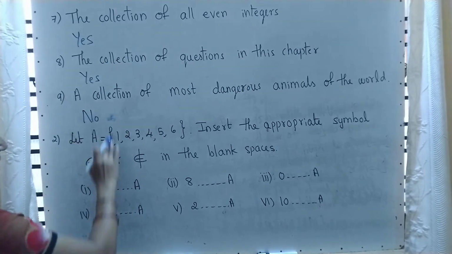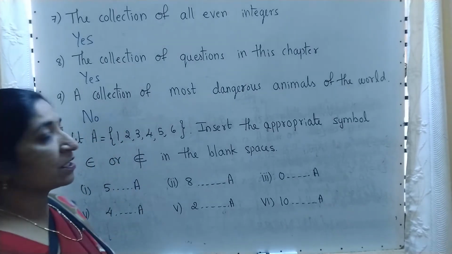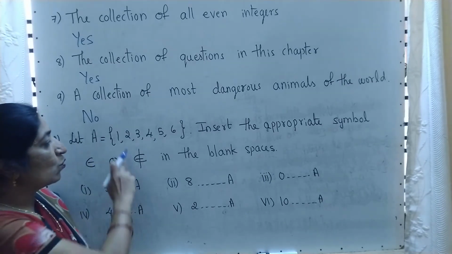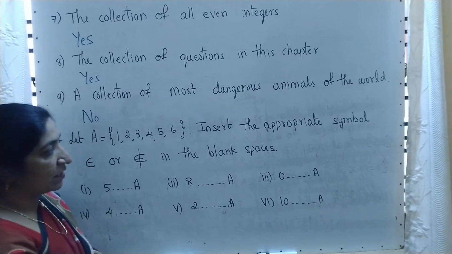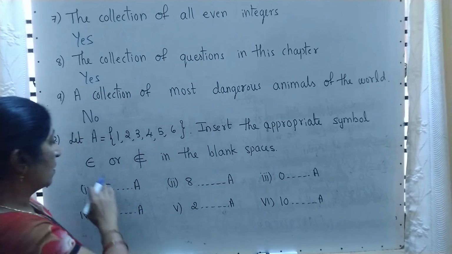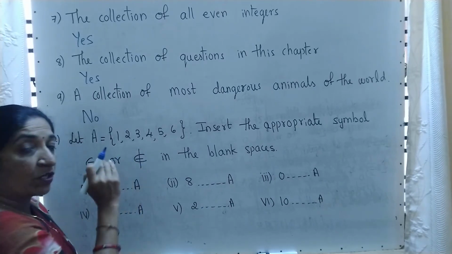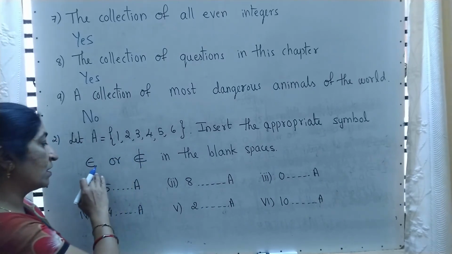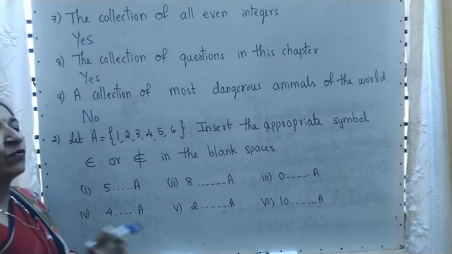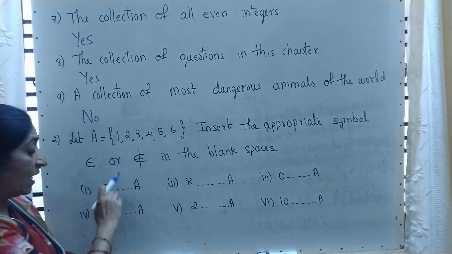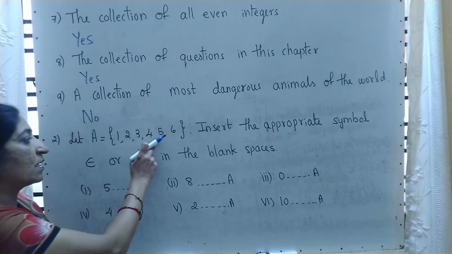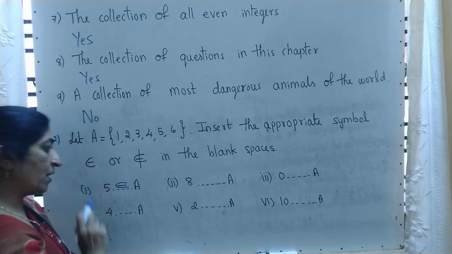Now after that I am moving to the next question. This question is from NCERT 1.1. So here A is equal to {1, 2, 3, 4, 5, 6}. One set is given for you. Insert the appropriate symbol, this is belongs to and this is not belongs to. In the last class I already explained this symbol. In the blank spaces, belongs to means you have to find whether the element is present in the set or not. See, is 5 present in the set A? Yes. Now we are writing belongs to.